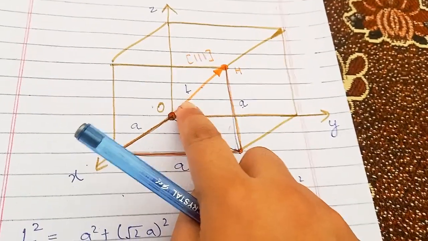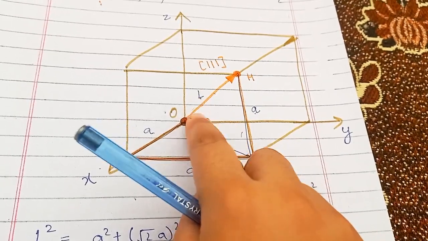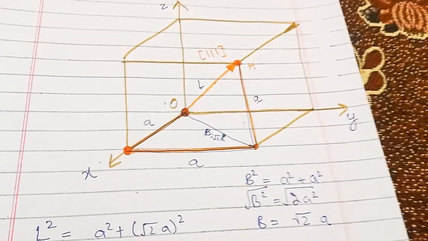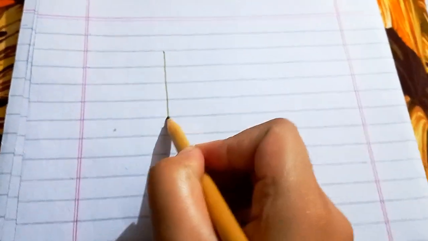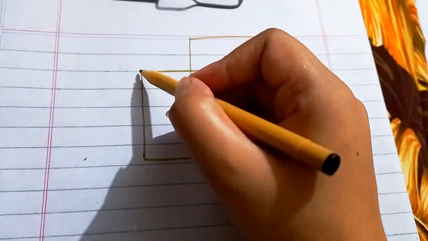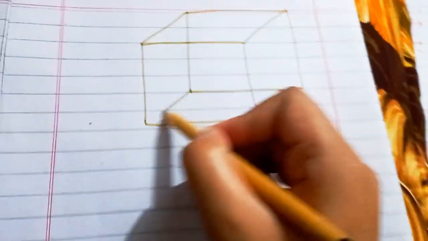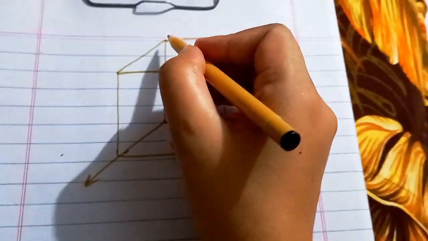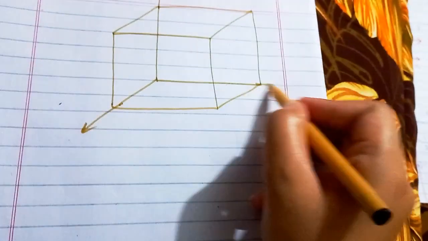Length of a line is under root 3A here. Now let's find out the net number of atoms lying on the line. We have calculated the length of the line for the 1 1 1 direction. Now I'm going to find out the net number of atoms lying on the line separately, because I lost that page.